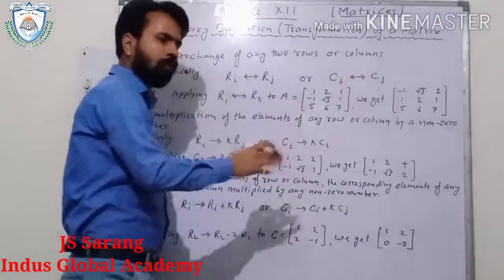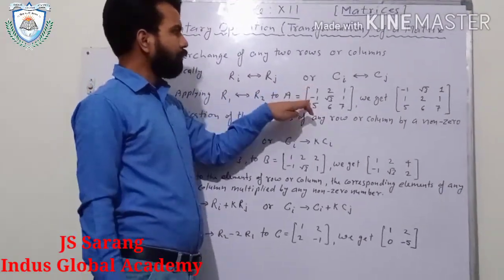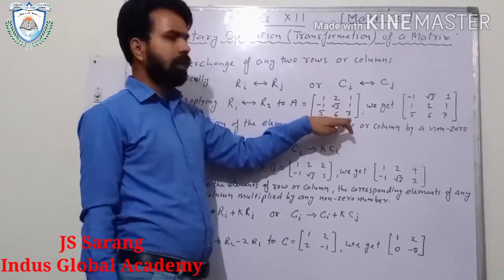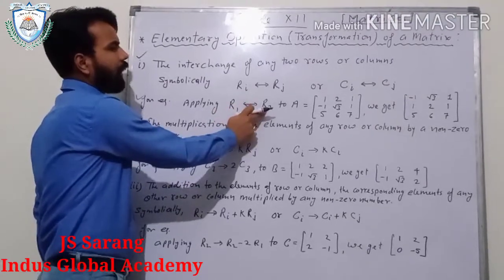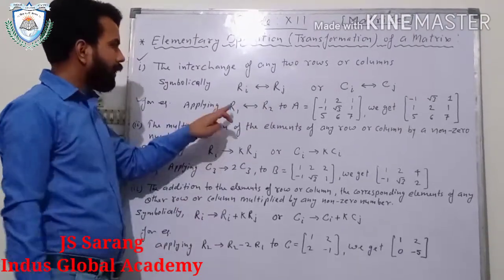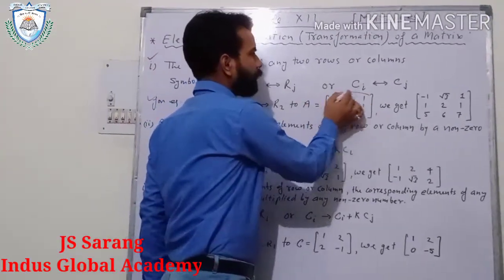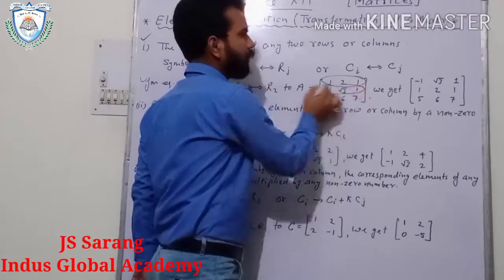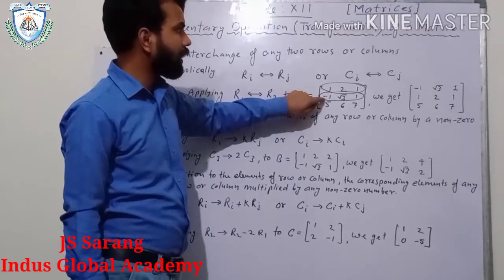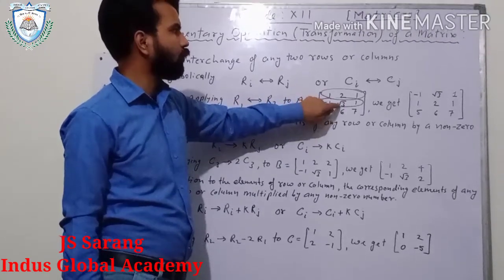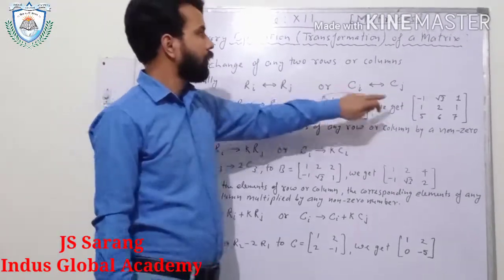jth column. For example, suppose that matrix A is given here: 1, 2, 1, minus 1, root 3, 1, 5, 6 and 7, and we are applying R1 interchange by R2 to A. So here R1 and R2 rows are interchanged. So you know R1 row is this and R2 row is this. So they can be interchanged. So what is the second row? That is minus 1, root 3 and 1. So now this will be the first row and the first row will be the second row, like this.